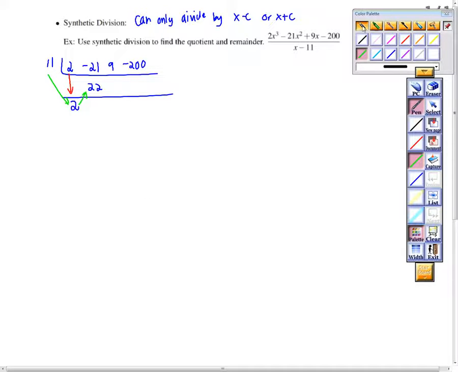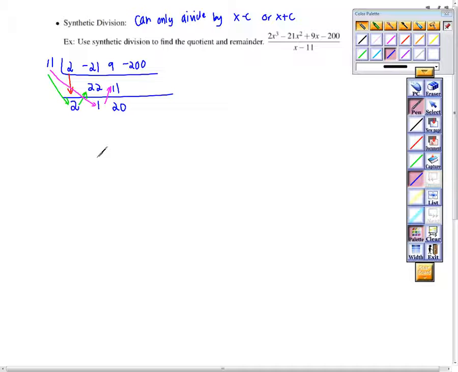Okay, then we are going to combine these. So add these up. So you get negative 21 plus 22, which is a positive 1. And then we're going to take this 11 and multiply it by that 1 and put the answer right there. So 11 times 1 is 11, like that. Then we're going to add, combine these. 9 plus 11, we know that's 20, right?